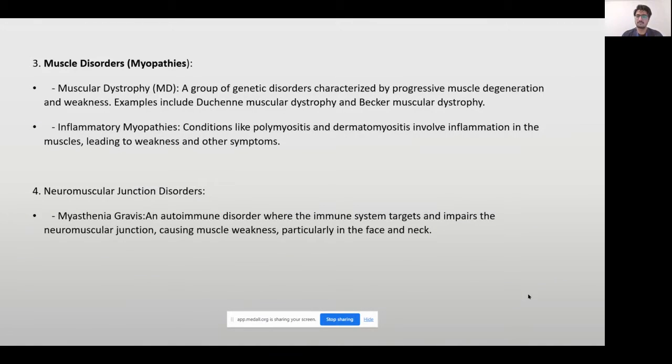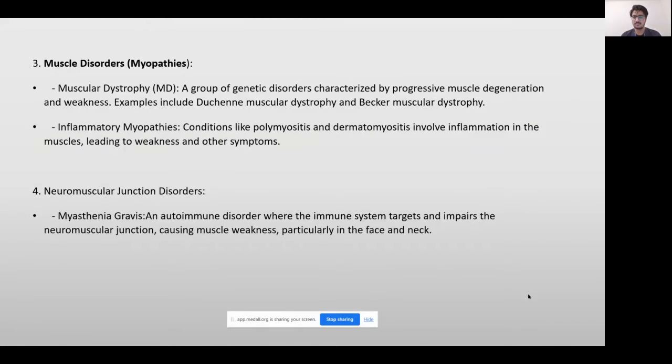The third one of the neuromuscular disorders is muscle disorders, which I will be focusing on, which are called myopathies. It's a very broad topic, so I'll try to cover as much as I can. Now, what are the muscle disorders? What are the myopathies? Muscular dystrophy is one of them.